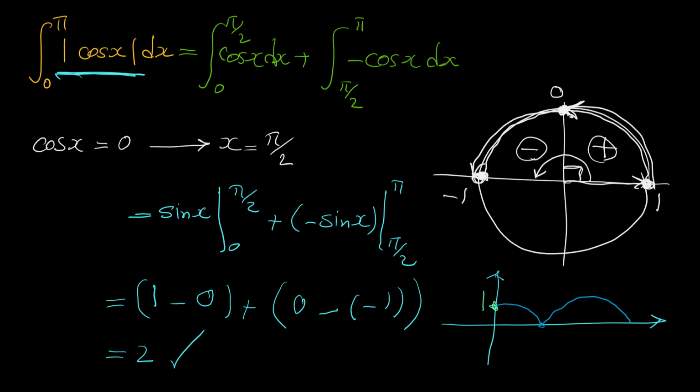Now we want to find the integral from 0 to pi. 0 is here, here is pi over 2, and pi is exactly here. The area of these two regions is 1 plus 1, which is 2. So the area of the first region is 1. The area of this region is 1. 1 plus 1 is 2.